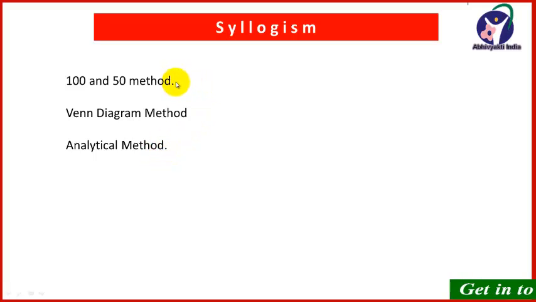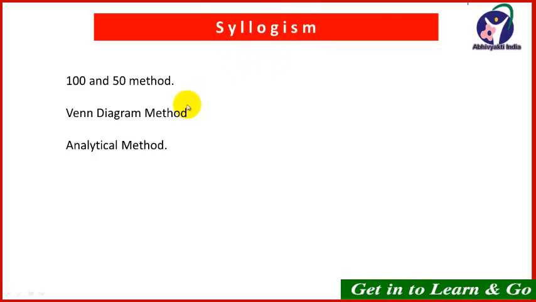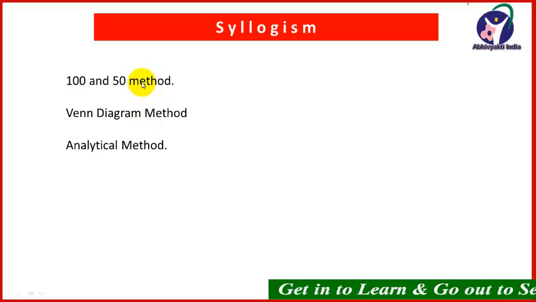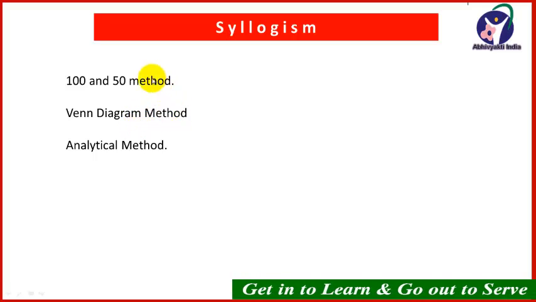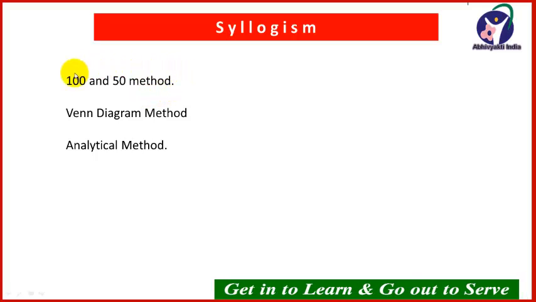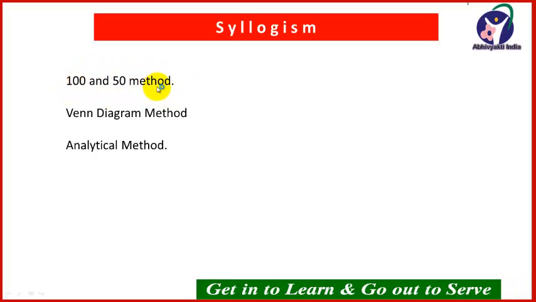So one must know at least two methods, 150 method or the Venn diagram method. So we will study both the methods, 150 because it is easiest way to solve the problems on syllogism. But whenever there is a question on possibility, then we must know the Venn diagram method. So we will go on solving the questions by 150 method as well as the Venn diagram method simultaneously. So let us start to understand the 150 method.